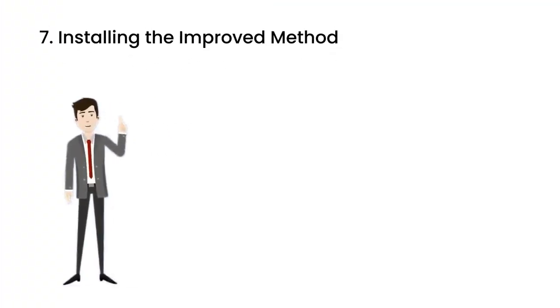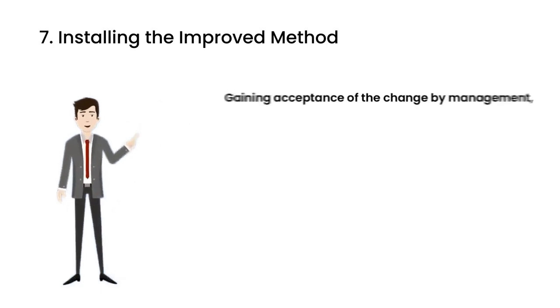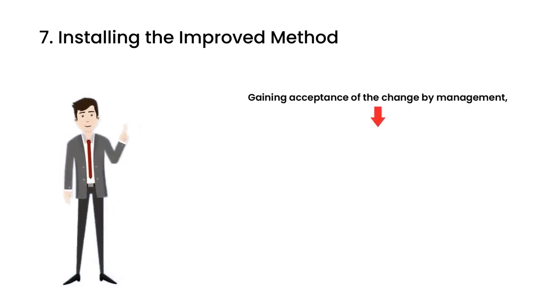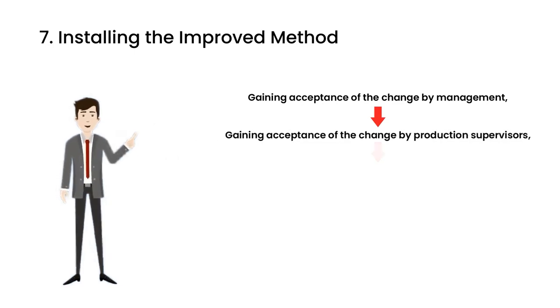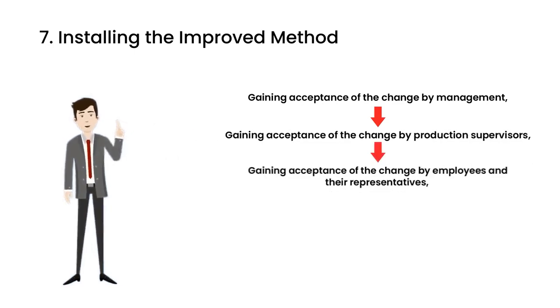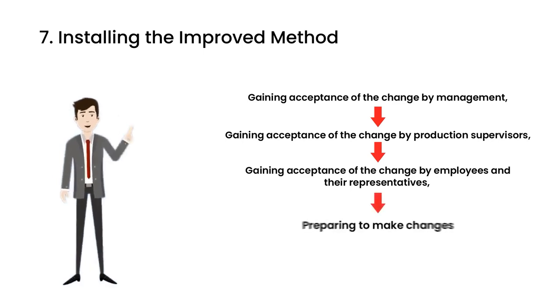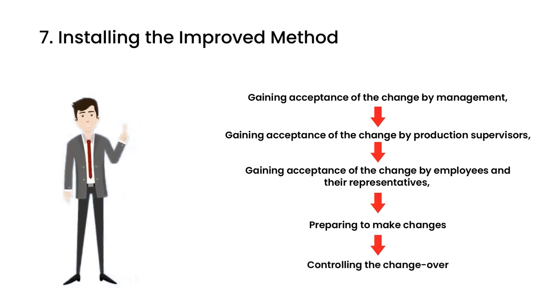Install the improved method. Installation is divided into 5 stages: gaining acceptance of the change by management, gaining acceptance of the change by production supervisors, gaining acceptance of the change by employees and their representatives, preparing to make changes, and controlling the changeover.